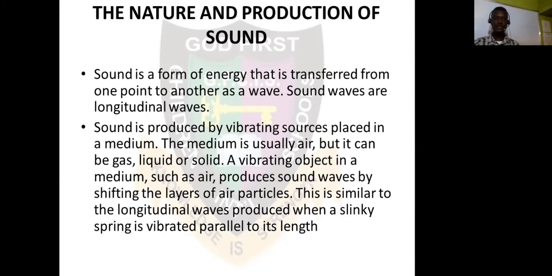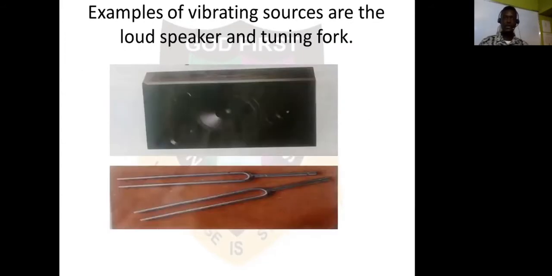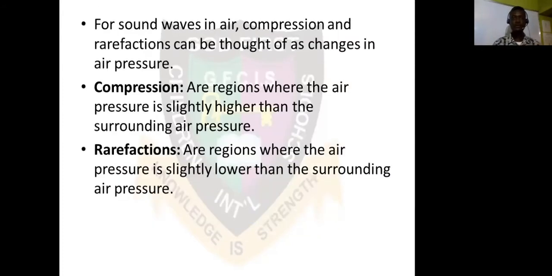A vibrating object in a medium such as air produces sound waves by shifting the layers of air. Okay, we are going to understand this better with the next one. So examples of vibrating sources are the loudspeaker and the tuning fork. So for sound wave in air, compression and rarefaction can be thought as changes in air pressure.